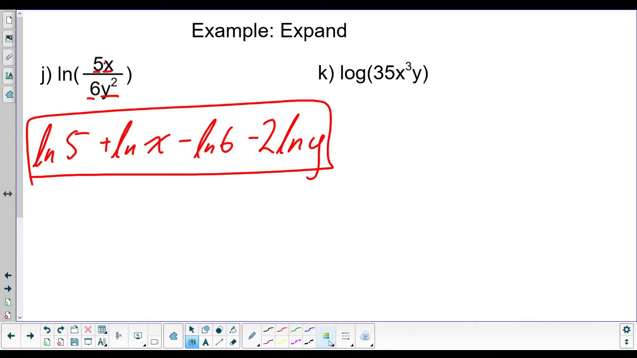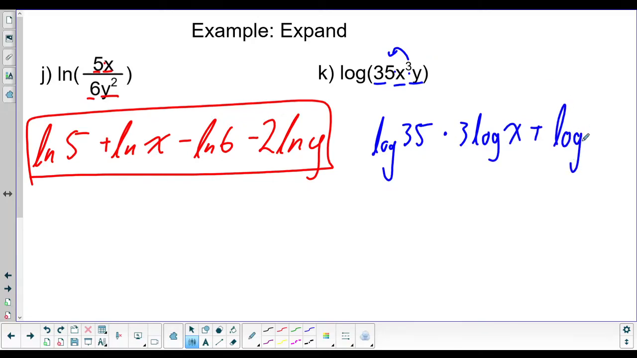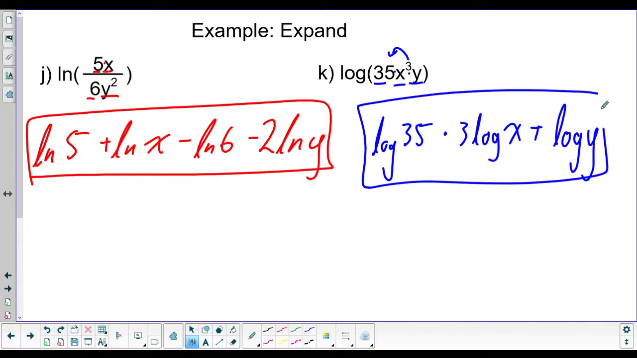All right, let's look at k, and then we'll do some condensing. So we just have three things here. 35, x cubed, and y. So we're going to separate them by adding because these are being multiplied together. And the one with the x, we're going to go ahead and throw the 3 in front of the log. So we're going to have log of 35 plus, because it's multiplying, the 3 goes in front, log of the base, x, plus log of y. There we go. Expanded. Cool.